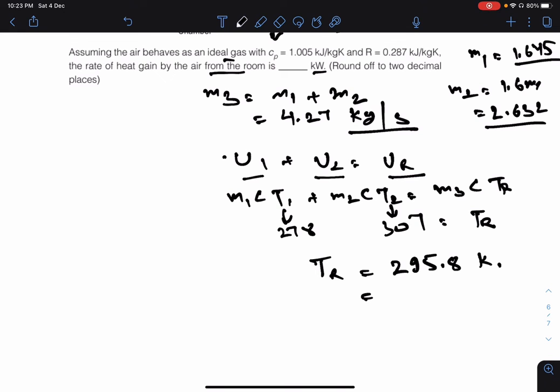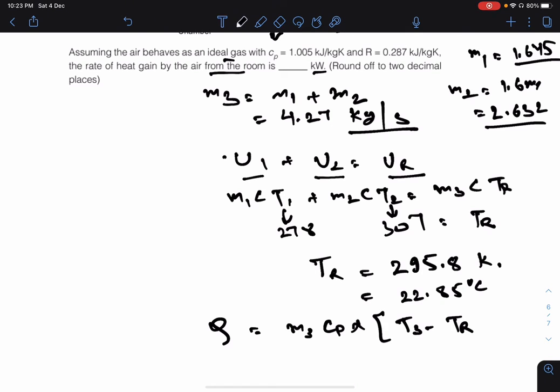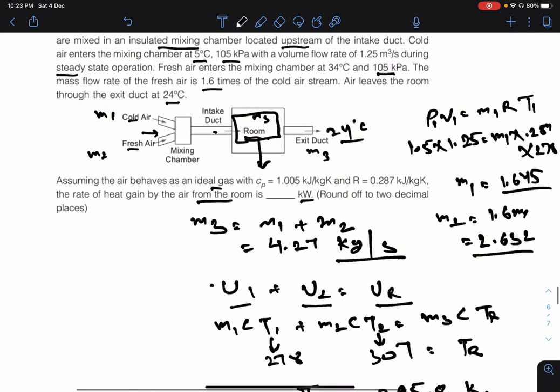So the temperature of the room is 295.8 Kelvin, or we can write it as 22.85 degrees Celsius. So heat gained by the air is M3 Cp into temperature T3 minus TR. Why we have taken T3? Because we are assuming the process to be at constant pressure.